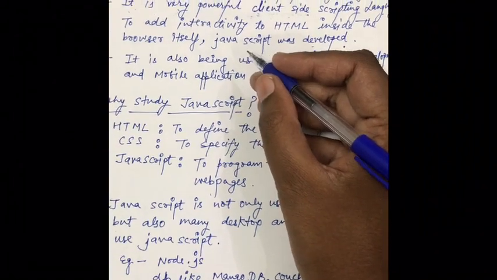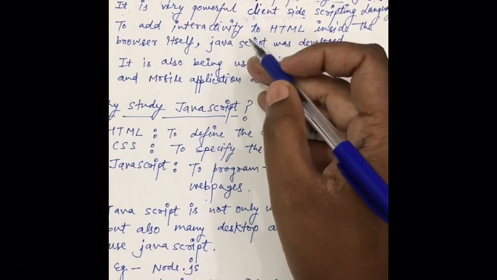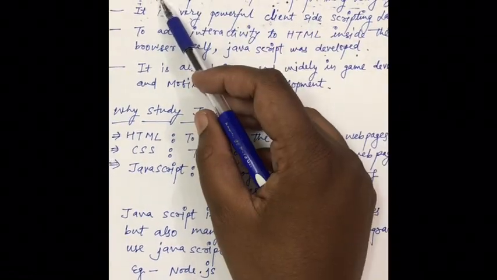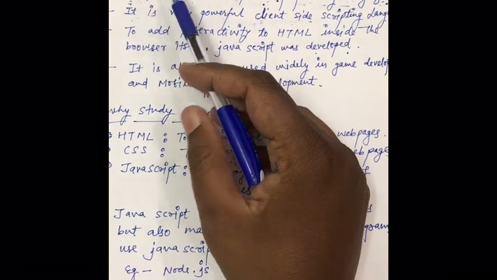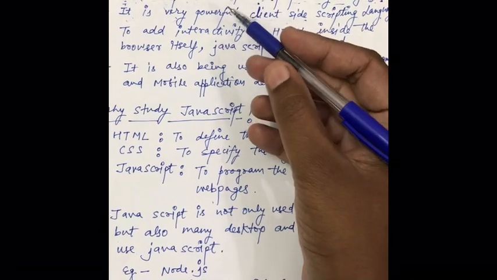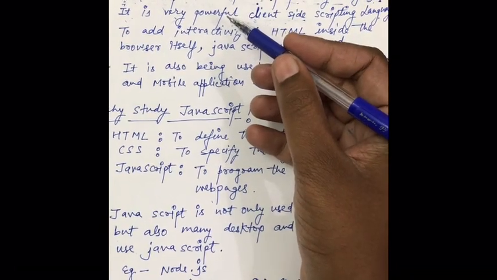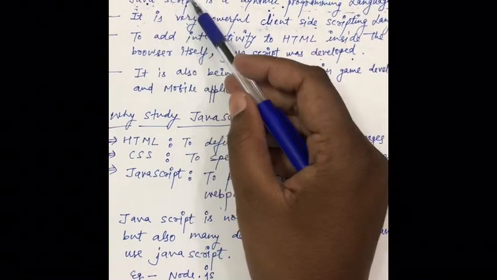Hello students, let's come to the first topic of unit 3, the introduction to JavaScript. So far we have seen HTML, that is hypertext markup language, and CSS, that is cascading style sheets. Now coming to another technology called JavaScript.